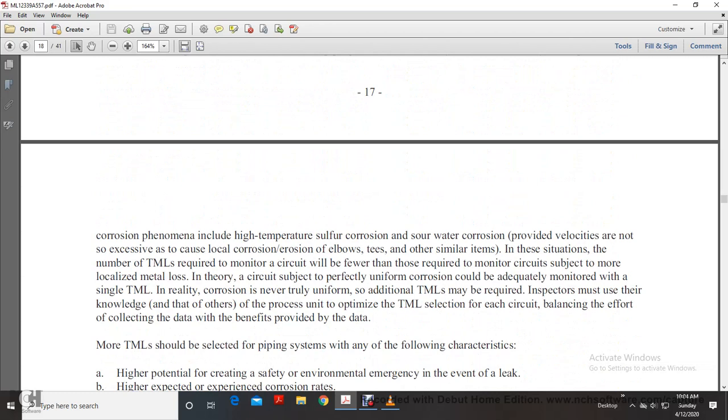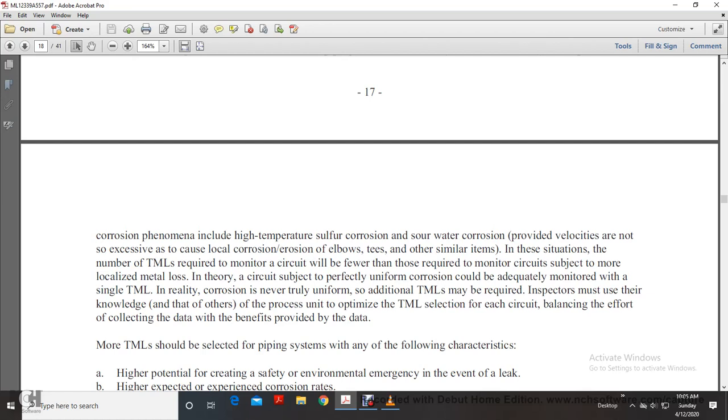sour water corrosion, provided velocities are not so excessive as to cause local corrosion, erosion of the elbow teeth, and other similar items. In this situation, the number of thickness measurement locations required for monitoring the circuit will be fewer than those required for monitoring a circuit subject more to localized metal loss. In theory, a circuit subject to perfectly uniform corrosion should be adequately monitored with a single thickness measurement location.